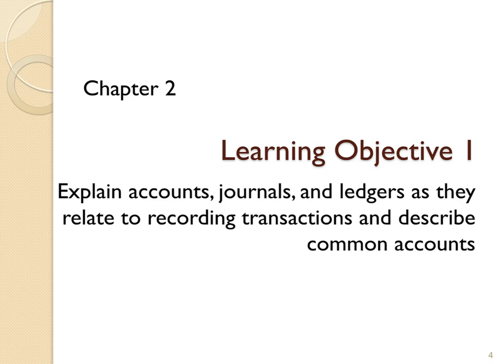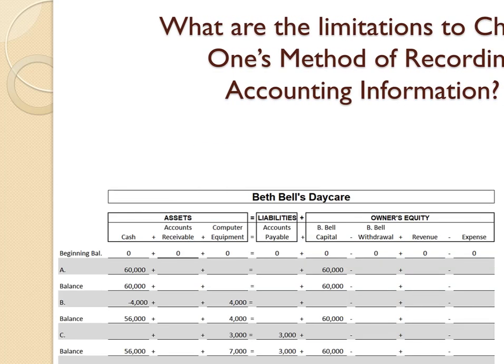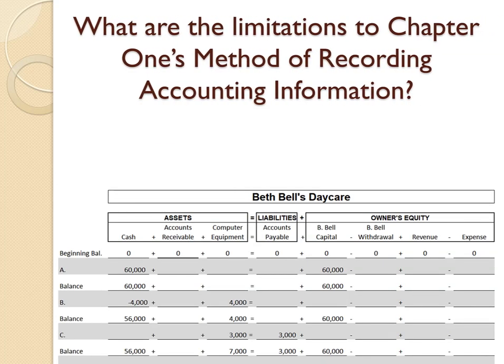The first learning objective is to explain accounts, journals, and ledgers, and how they relate to recording transactions. In addition, common accounts will be described. Remember Chapter 1's method of recording transactions? It works very well for very small companies.